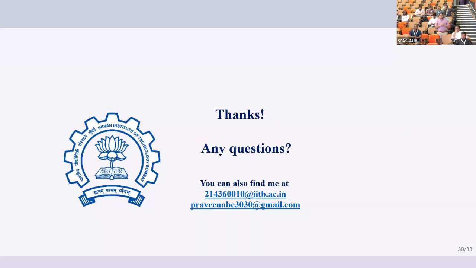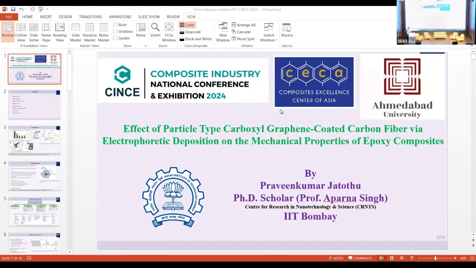So here, this is the pristine case, when we apply a mechanical load such as flexural load, this will compress on the top side, and there is a change in the mechanical properties of epoxy and carbon fiber.